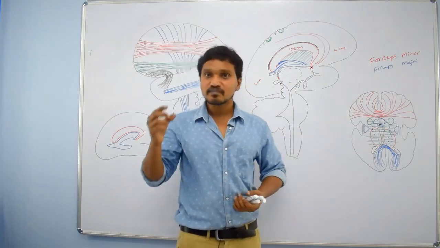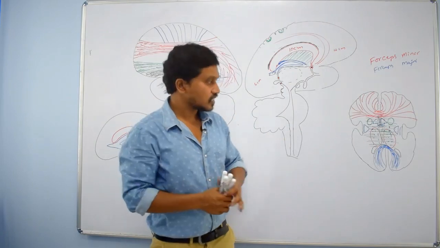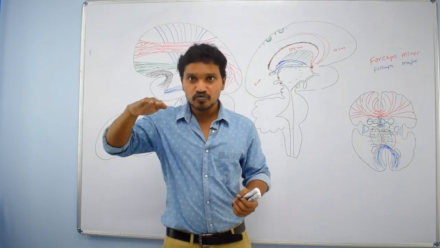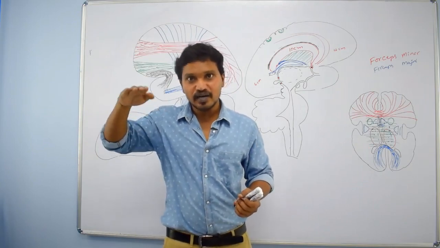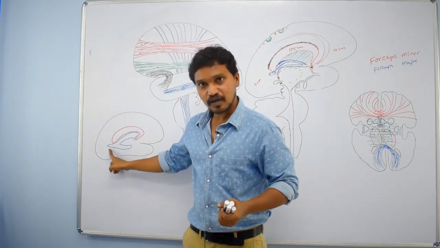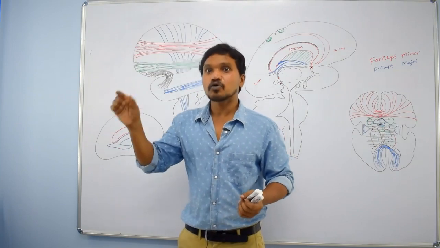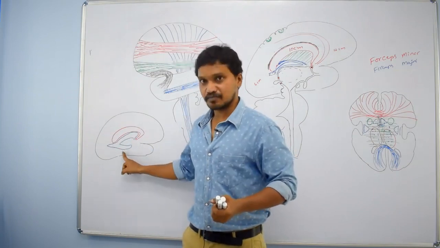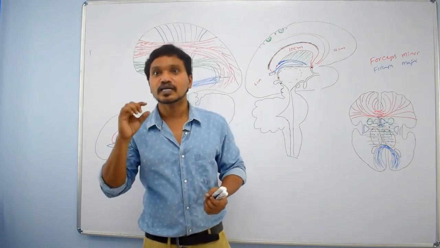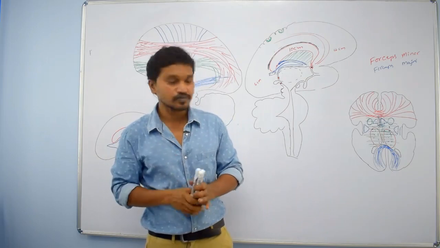Then some truncal fibers and some of the splenial fibers form the roof and lateral wall of the posterior horn, and they form the lateral part of the roof of the inferior horn. Right? Those fibers we are calling tapetum. What is it? Tapetum. Don't confuse.